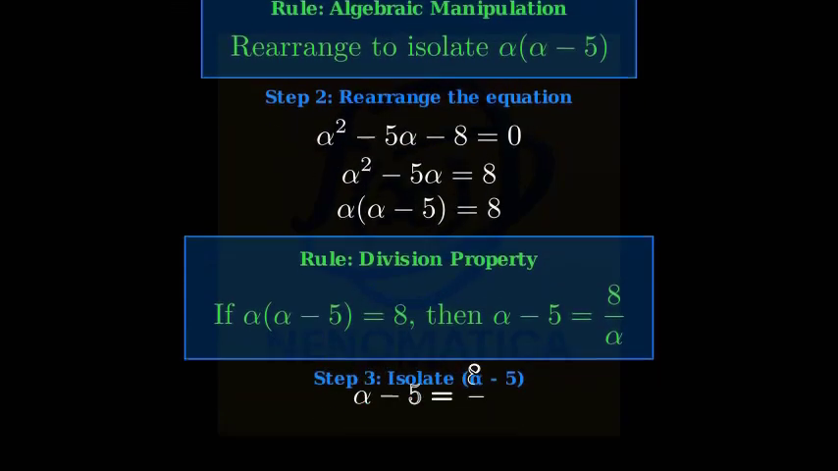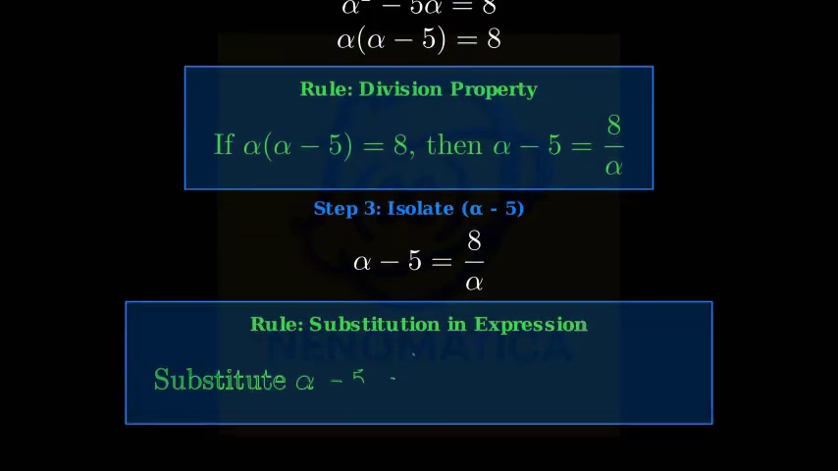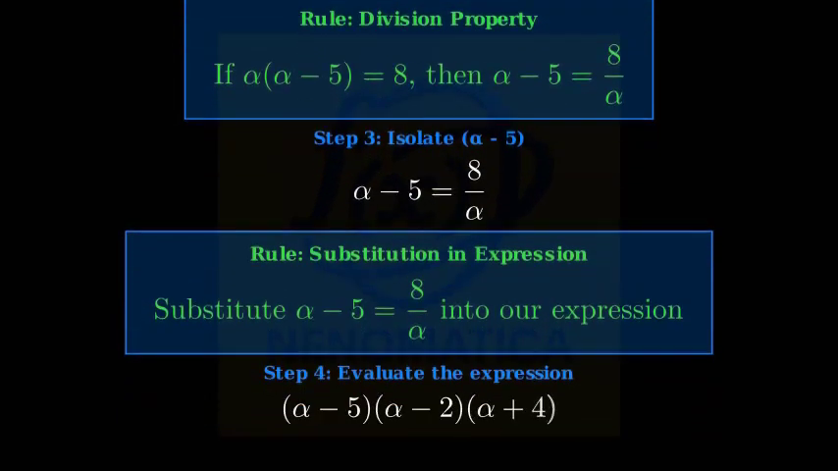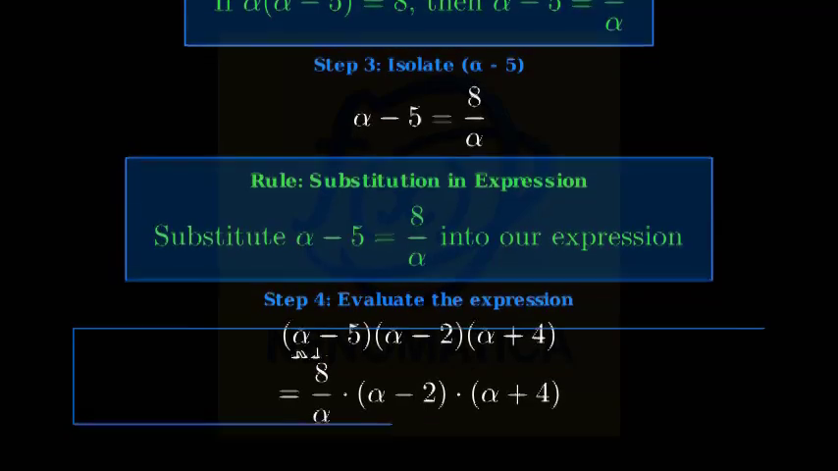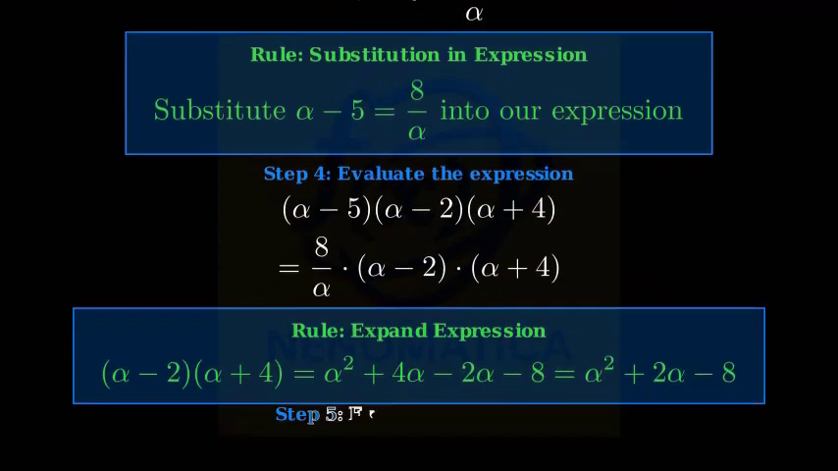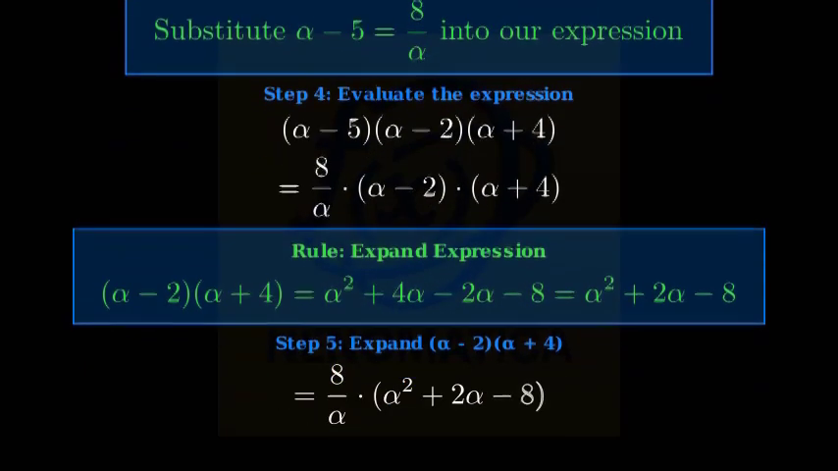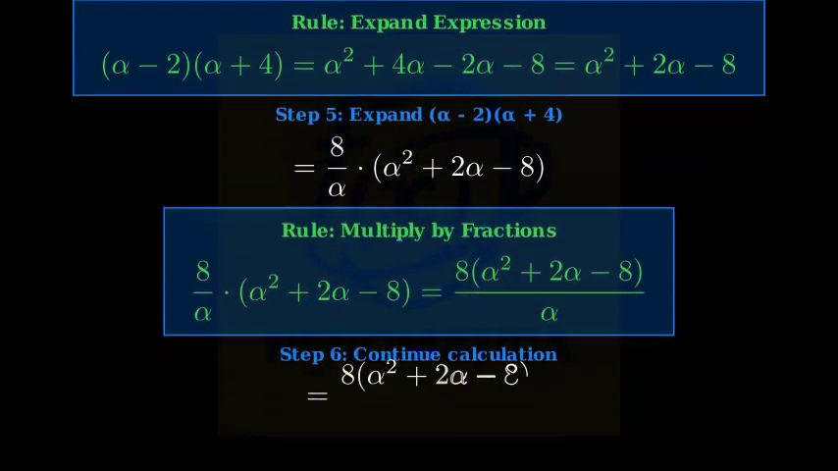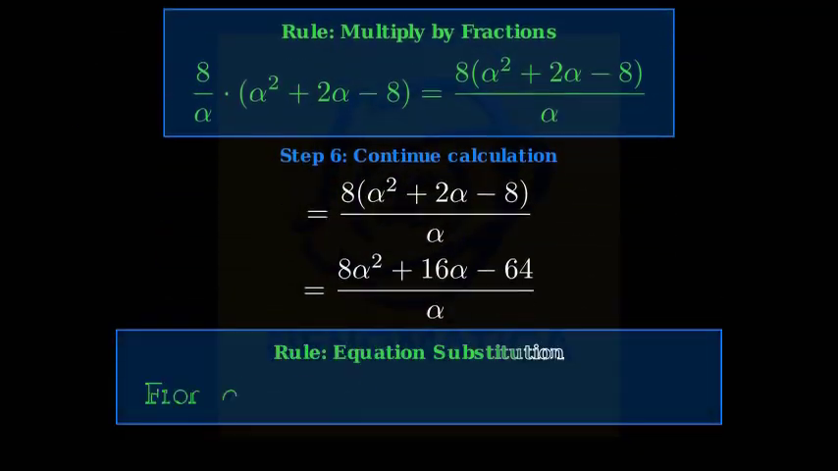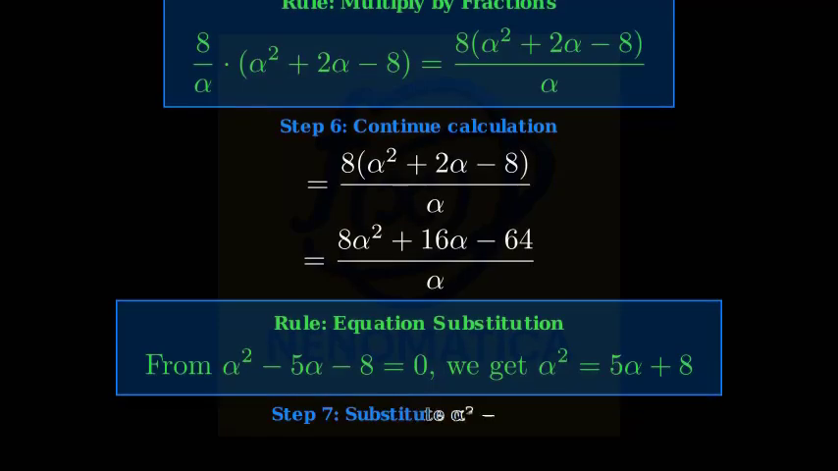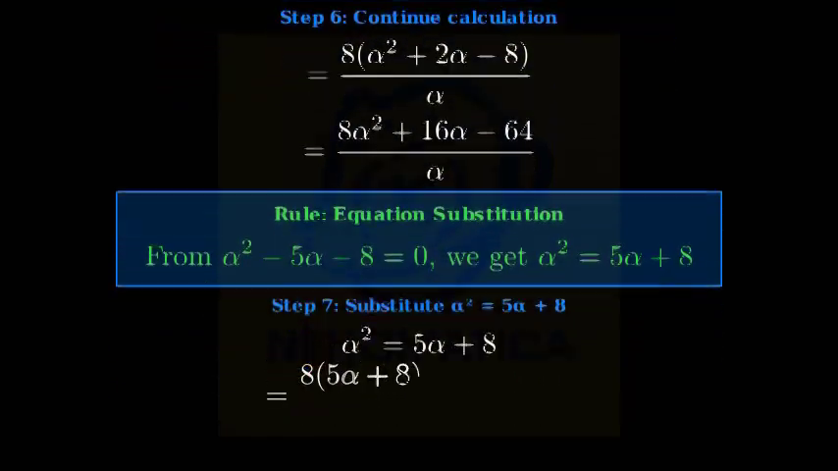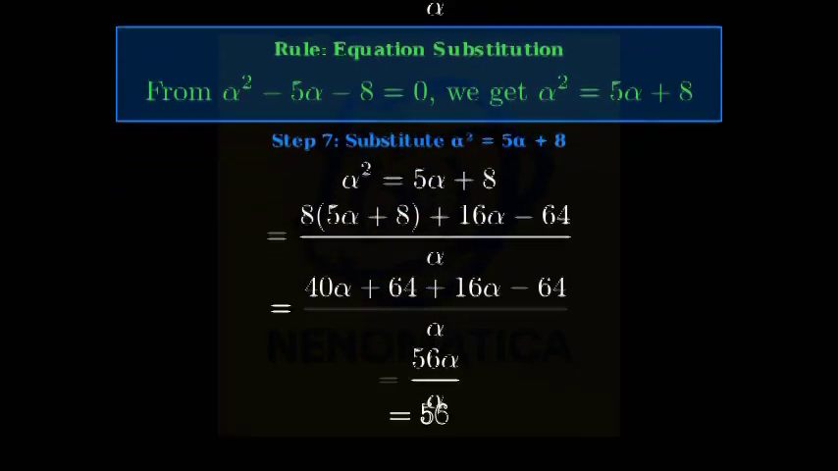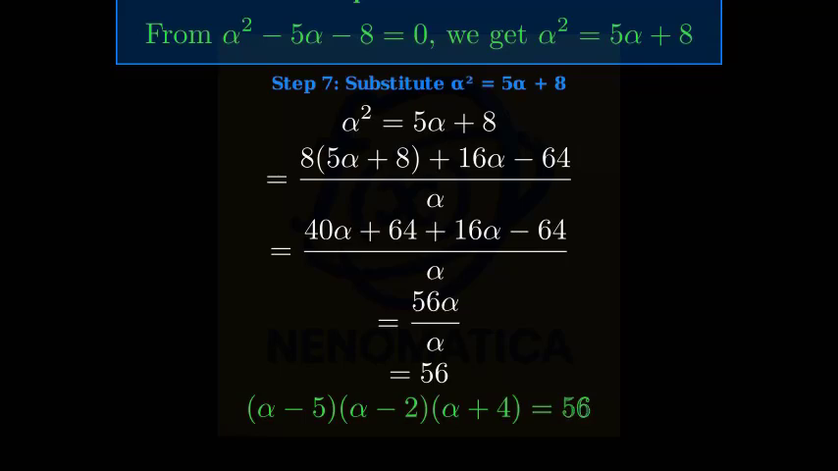Step 4. Now, let's evaluate the expression that we need to find, which is alpha minus 5 times alpha minus 2 times alpha plus 4. Step 5. Let's expand alpha minus 2 times alpha plus 4. Step 6. We can now continue our calculation. Step 7. We know that alpha squared equals 5 alpha plus 8 from our original equation. Let's substitute that. Therefore, the value of the expression alpha minus 5 times alpha minus 2 times alpha plus 4 is 56. Let's summarize what we've done.